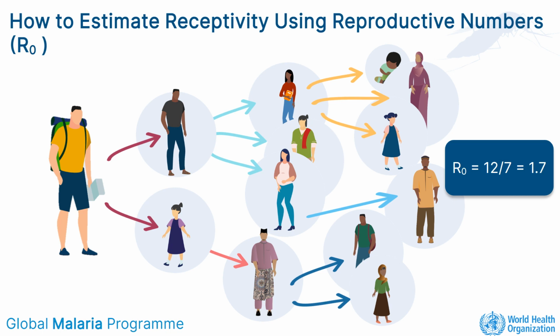If the R0 in an area is much greater than 1, that means that transmission will continue, and we say that the area is receptive. However, if the R0 is much less than 1, then malaria transmission would end in a short number of generations, and we say that the area is not receptive.